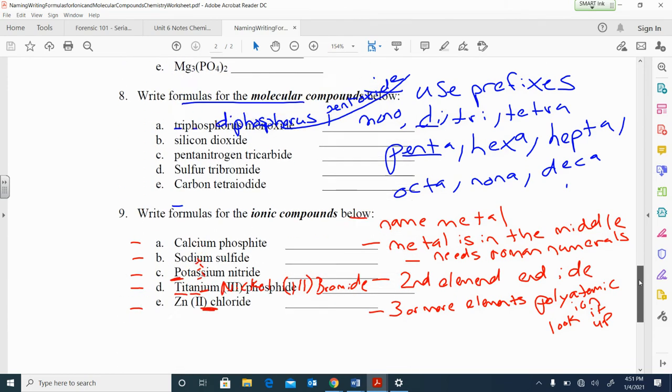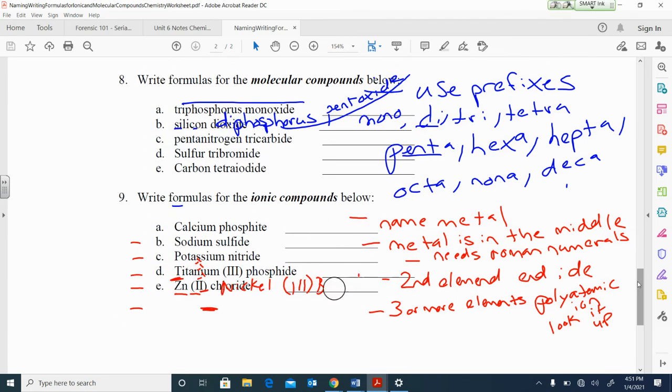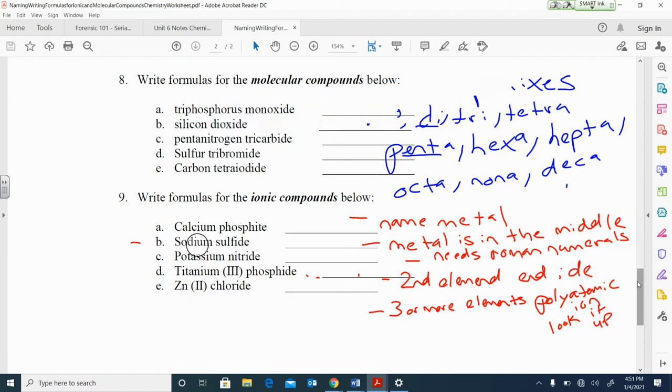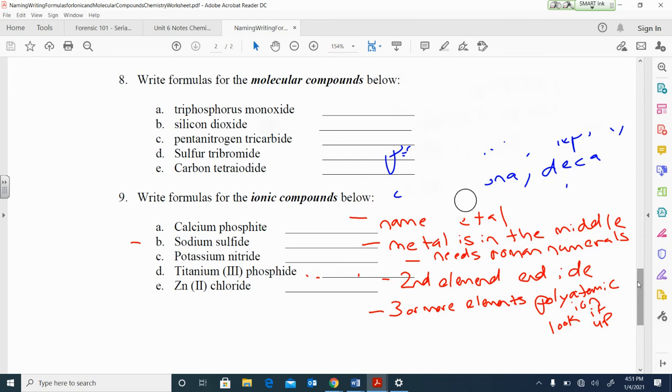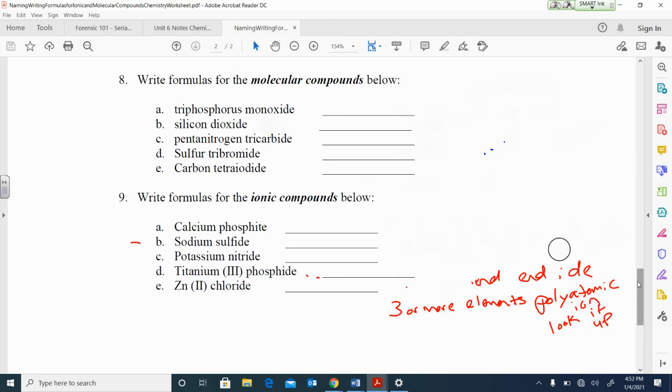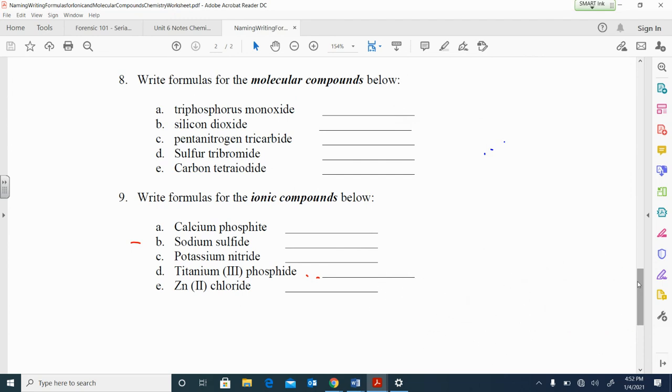Almost done. Scrolling down. Last two little chunks. It's just how to work backwards. So everything I just said, now we just go backwards. How do I write their formulas? Instead of their names, now I want to write their formulas. So for molecular, easy peasy, use the prefixes. The prefixes tell you how many there are.